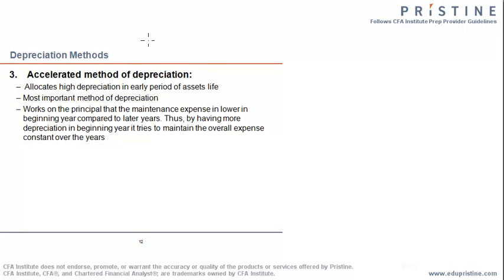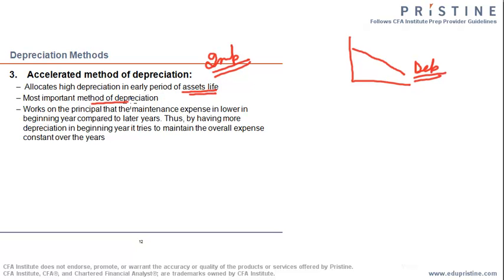One of the most frequently used methods of depreciation is the accelerated method of depreciation, which basically means that in the initial years you would account for higher depreciation, and in the later years you account for lower depreciation because of the newness and useful productive life versus the productive life at the end of the period. It allocates high depreciation in the early period of an asset's life because the assets are more productive. One of the most important methods of depreciation.